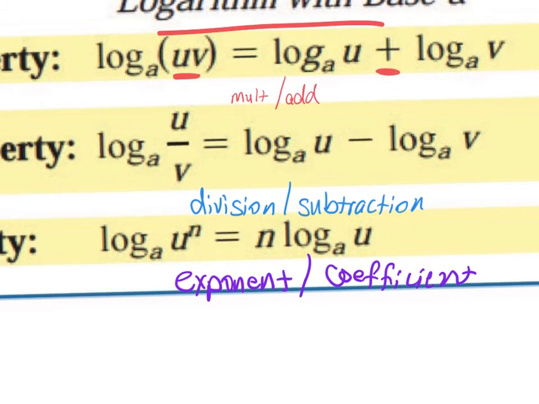Remember that exponents become coefficients and coefficients become exponents, depending on what we're doing. If you're going to condense something, you're making it what? Smaller. If you're going to expand something, you're making it what? Bigger. There you go. That's the whole concept right here.